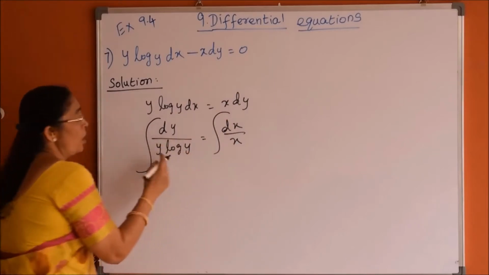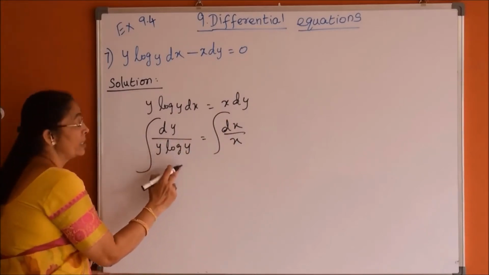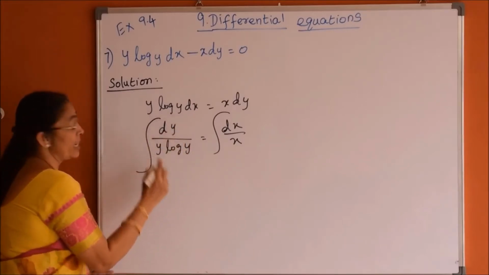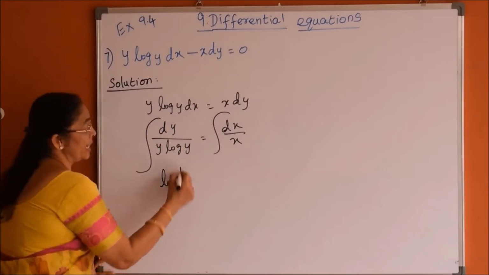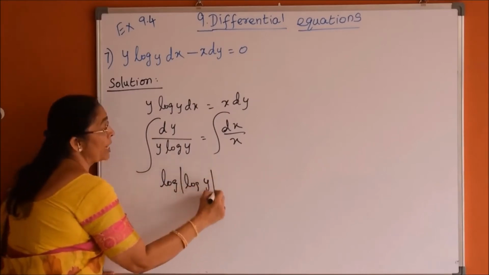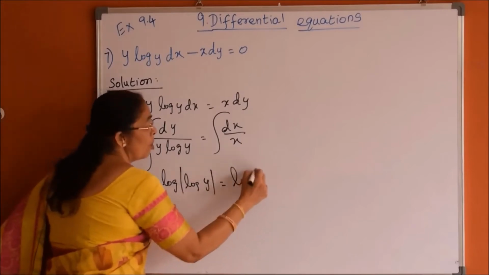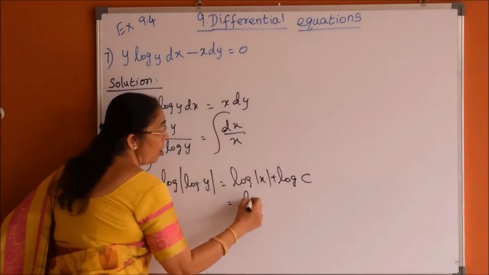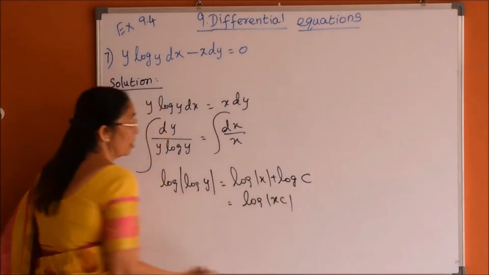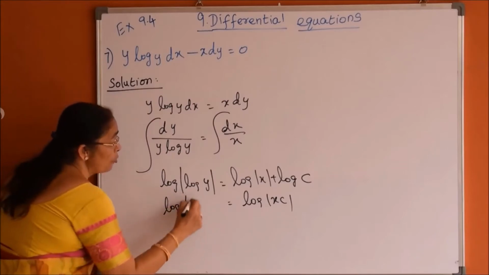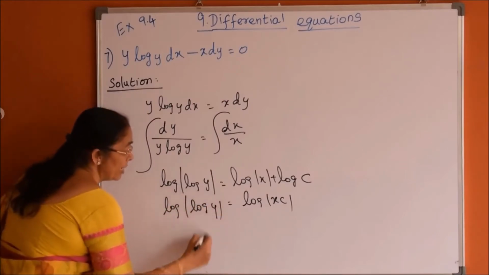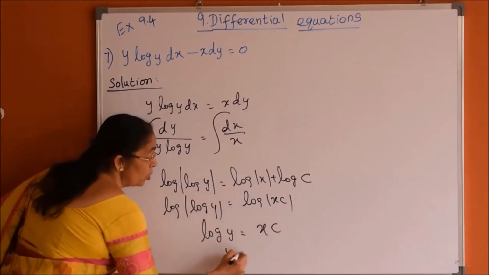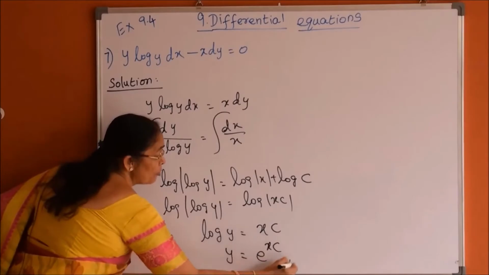So y log y, if I consider log y as t, 1 by y dy is dt. So the given function is dt by t, which is log mod t is the integration, or log mod log y is equals to log mod x plus log c. So this is log xc, and the left hand side is log of log y. So the log function will get cancelled. We will get log y is equals to xc, or y is equals to e to the power of xc.